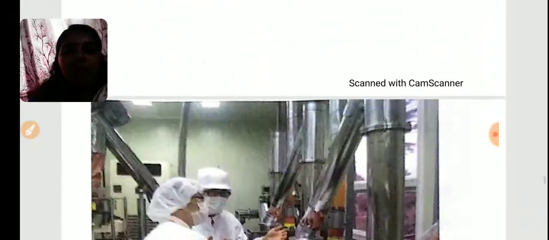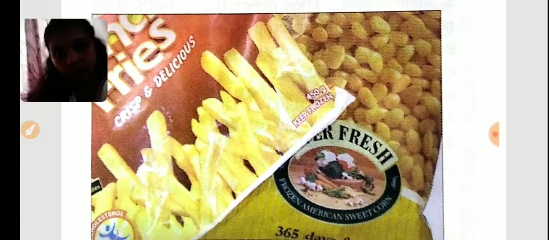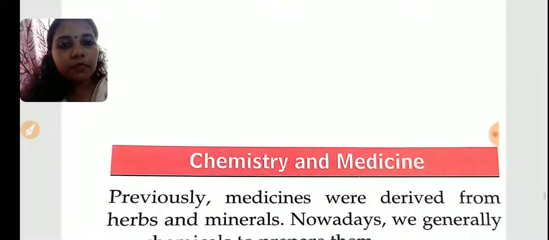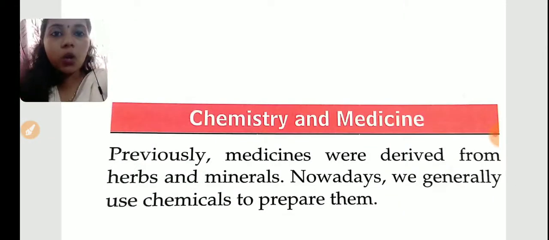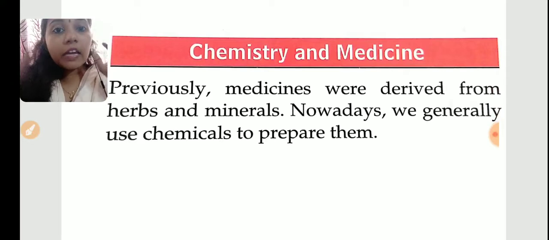Okay, then so these all are the food processing unit. Okay, clear? Then next we are going to study chemistry and medicine, the role of chemistry in the medical field. So we know that at the earlier time, how were medicines made?